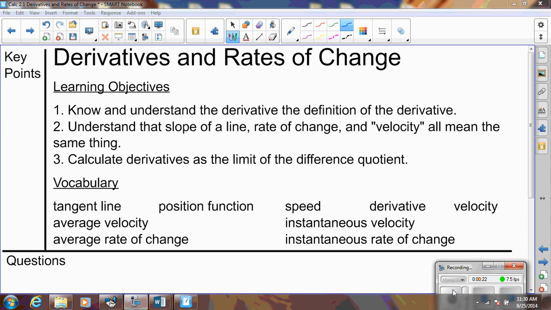First, know and understand the definition of the derivative. Understand that the slope of a line, rate of change, and velocity are all the same thing. They're the same types of problems, the same interpretation. And third, we will have to calculate derivatives as the limit of the difference quotient. We'll see what that is in a bit. You can see at the bottom a lot of the vocabulary that we are going to use throughout this unit, throughout this section.